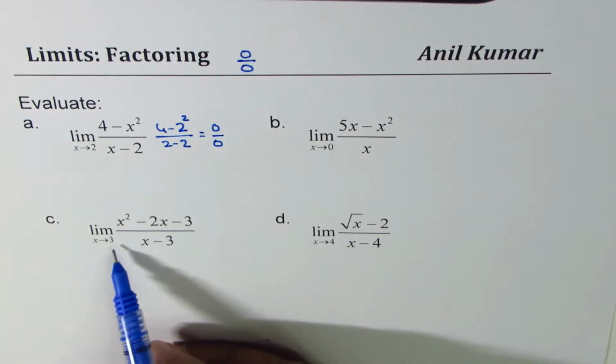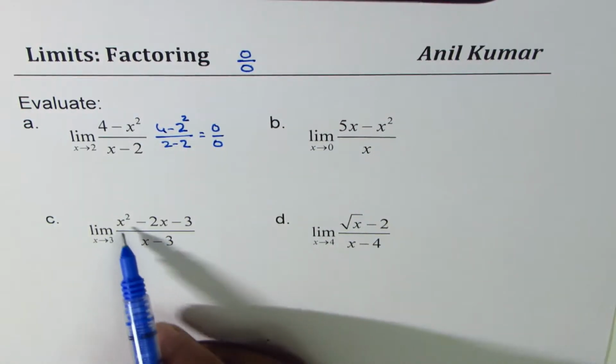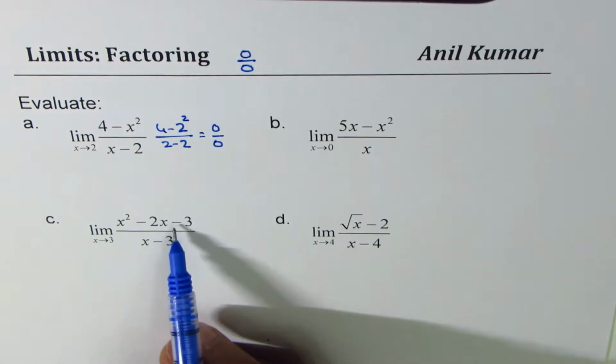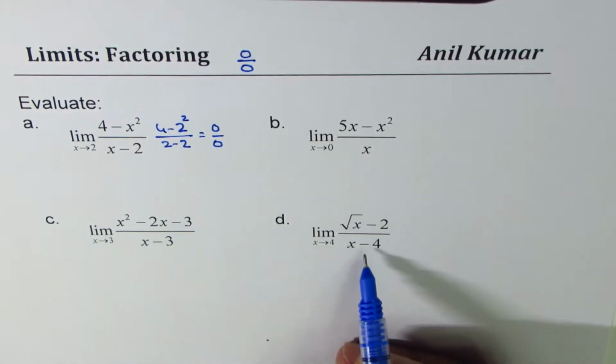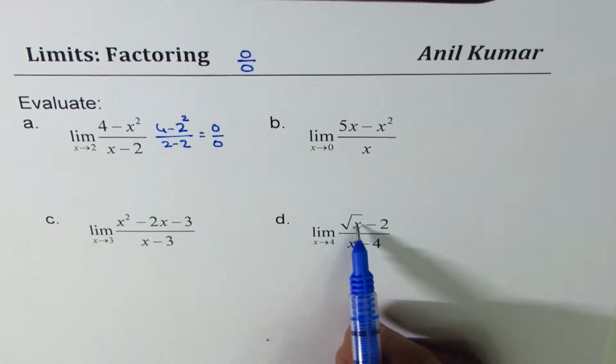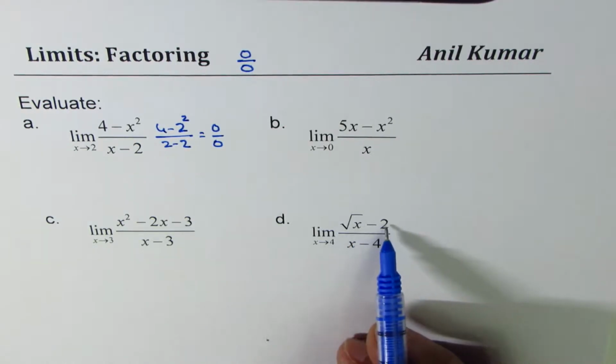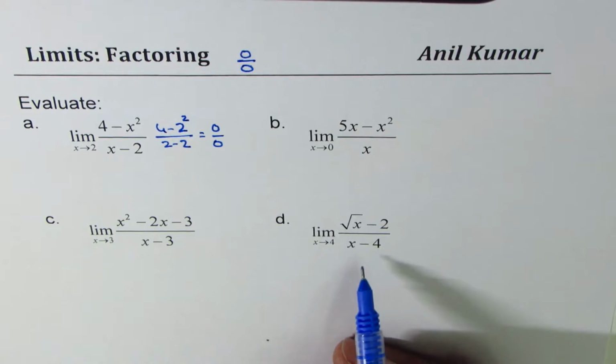If I substitute 3 here, the denominator is 0, and you'll find the numerator is also 0. Same is the case in the last one. Square root of 4 is 2. 2 minus 2 is 0. 4 minus 4 is 0.